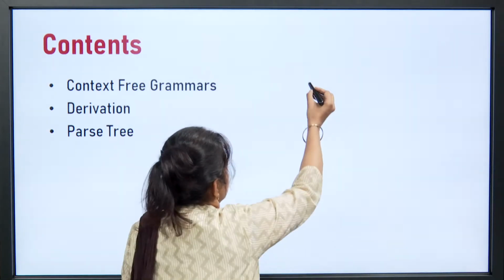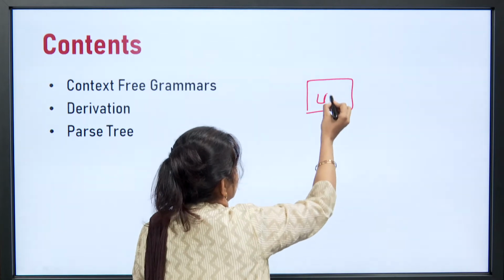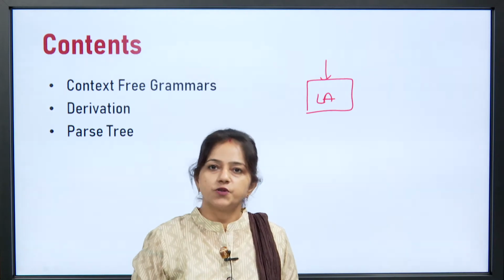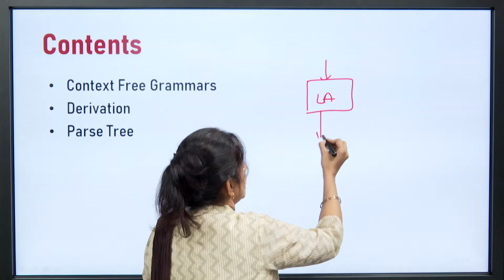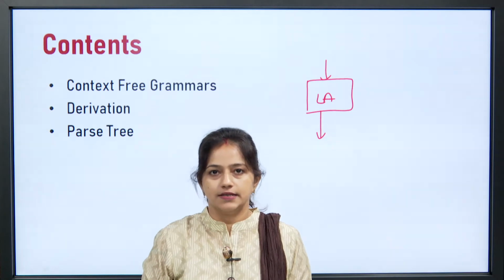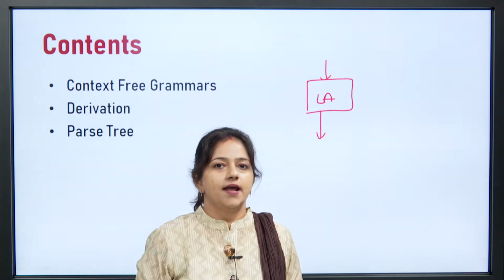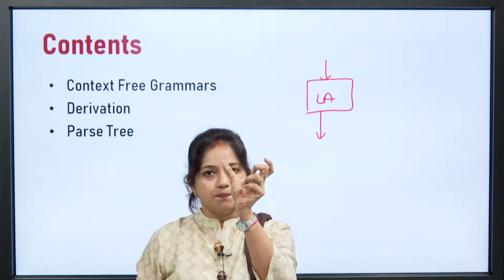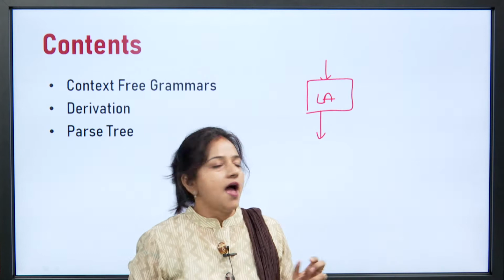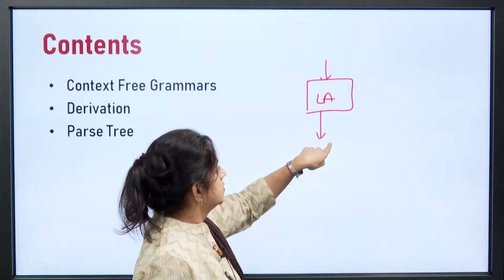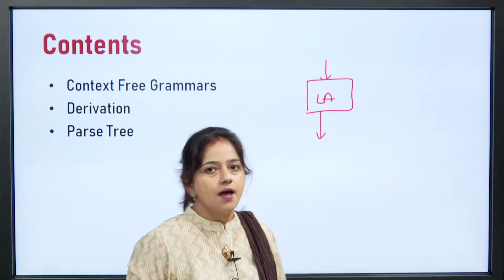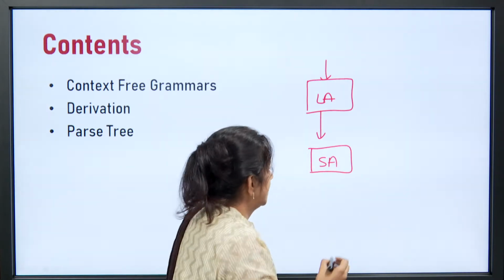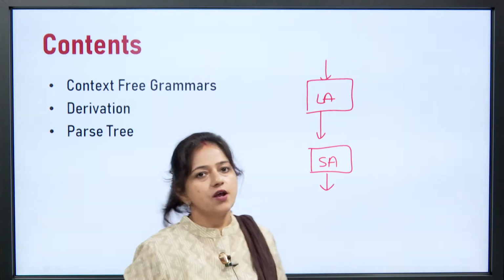Up to this lecture, we have discussed the lexical analyzer. Input to the lexical analyzer is a sequence of characters or source program, and output of the lexical analyzer is a stream of tokens. Up to here we have discussed how the lexical analyzer transforms the input written in a high level language into the form of tokens. Now, these tokens will be input to the syntax analyzer, and the syntax analyzer will generate the parse tree or syntax tree.